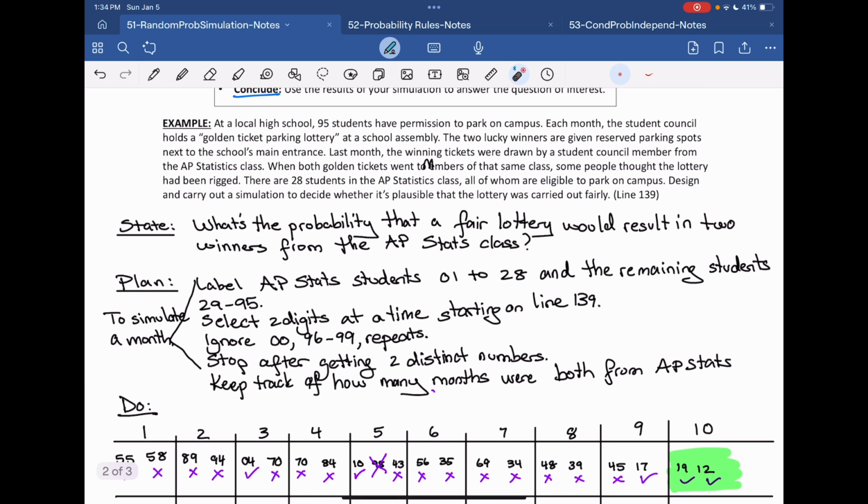So if you look at the 95 and the 28, these 28 students are within the 95. So it would make sense to number the AP Stats students 1 to 28, and then the rest, 29 to 95, would be all the other students that are not AP Stats.